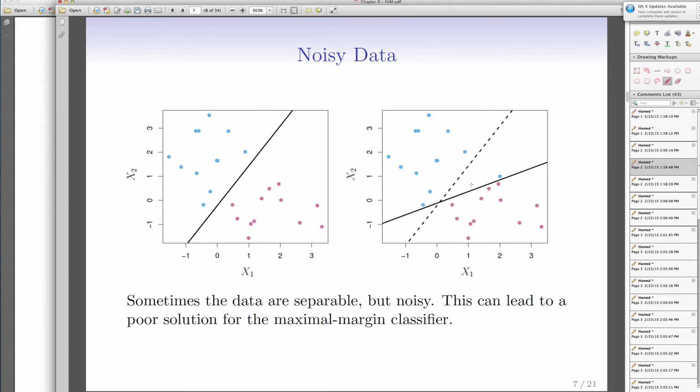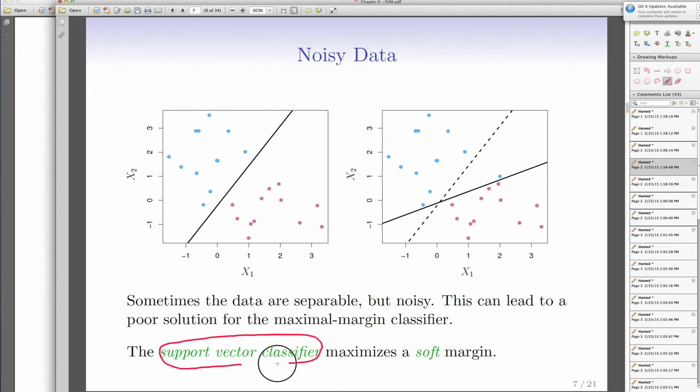So what do we do with this noisy data? In order to deal with that, we have to use the support vector classifier class, which uses soft margins. That means it lets us have some errors.